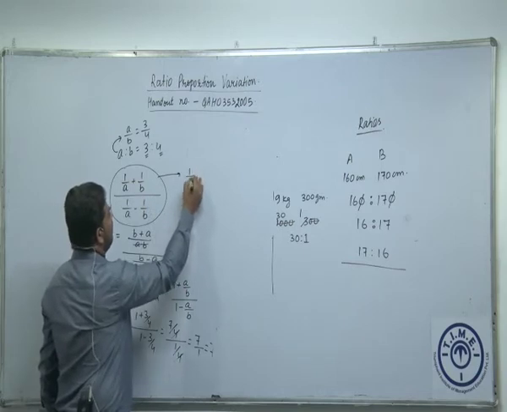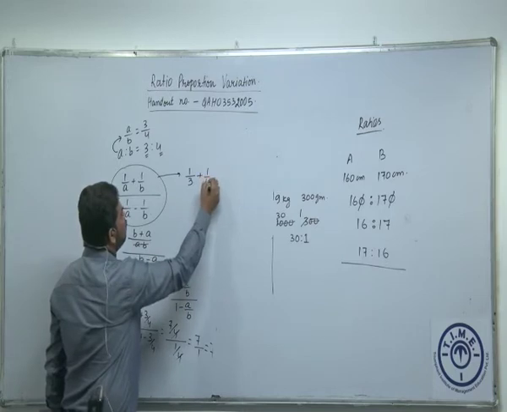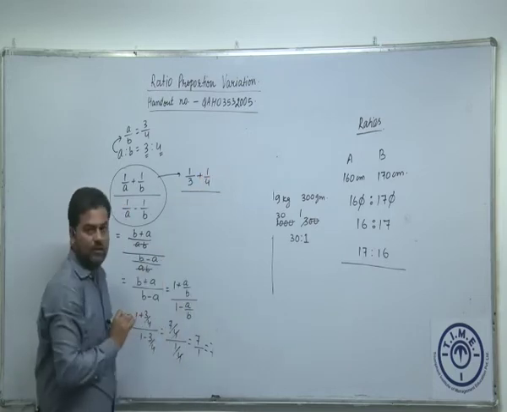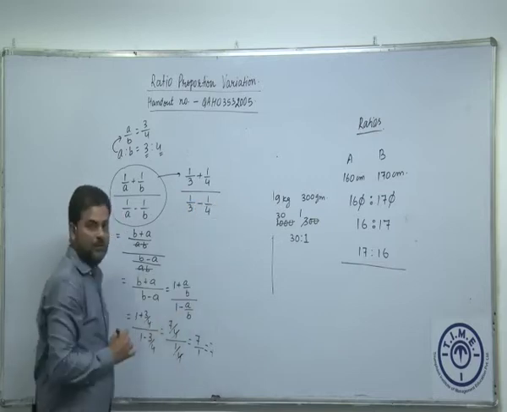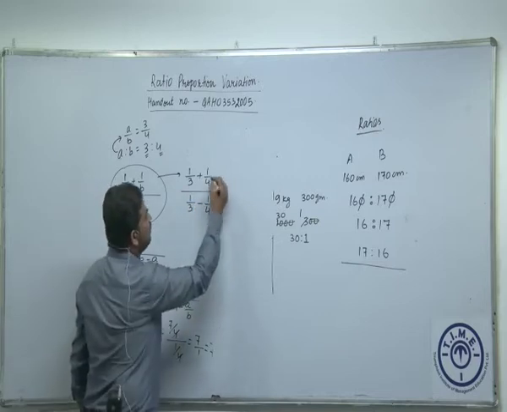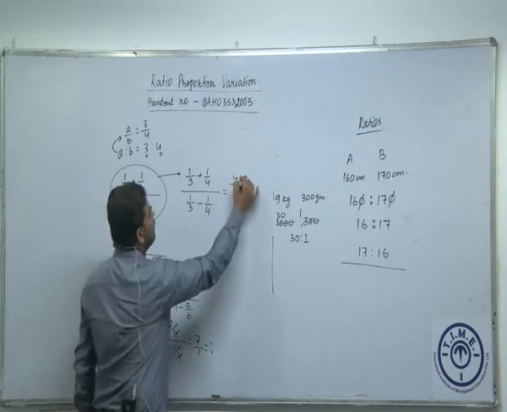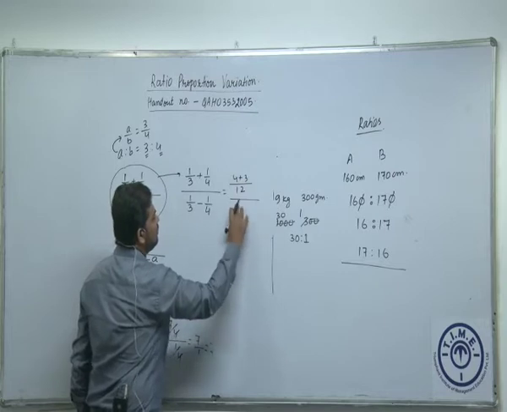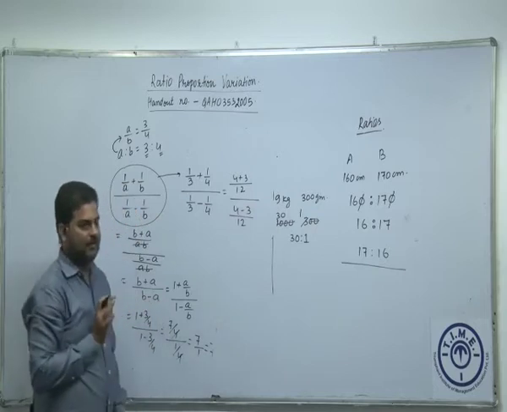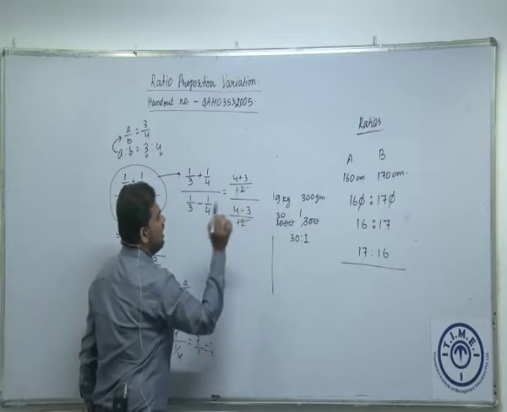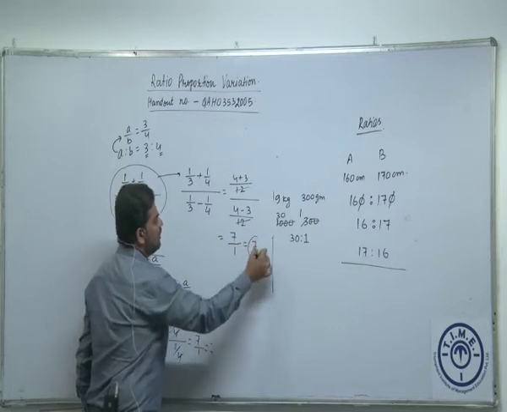Can I write it as 1 by 3? A will be taken as 3, B will be taken as 4. So 1 by 3 plus 1 by 4. In the denominator, I can simply write 1 by 3 minus 1 by 4. So what do I get? Here you will get the LCM as 12, and you get 4 plus 3 here. Here also the LCM is 12, and you get 4 minus 3 here, right? So 12 and 12 will get cancelled out. So you'll get 7 divided by 1, which is nothing but 7.